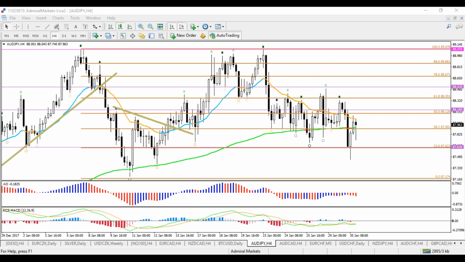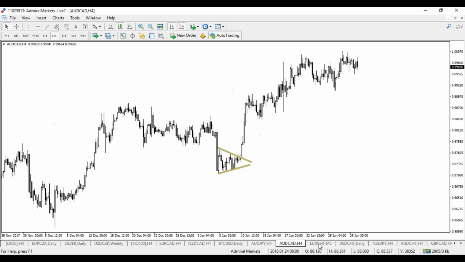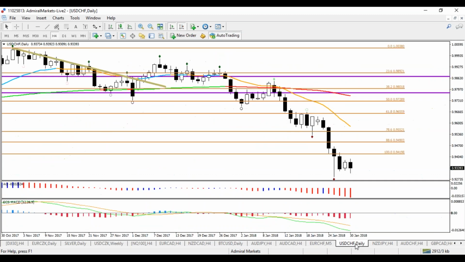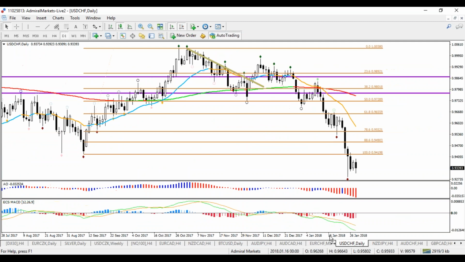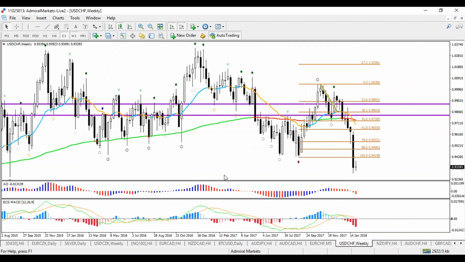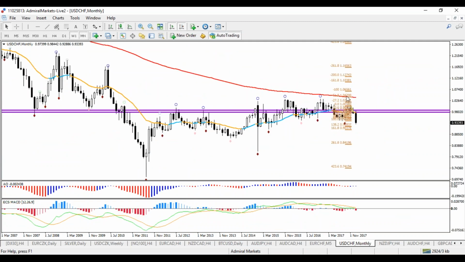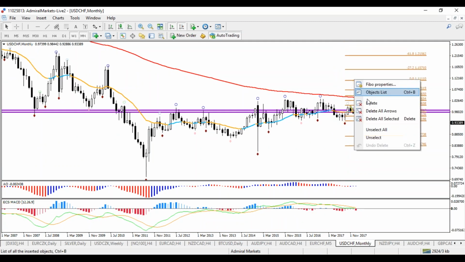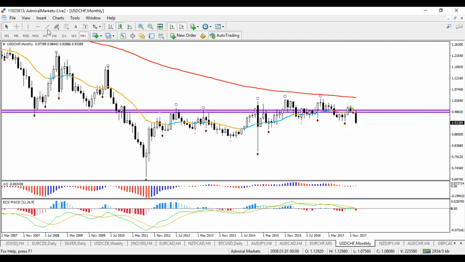Any other instruments we could take a look at? Yen doesn't look that interesting to me. Dollar Swiss franc moving lower at this moment.